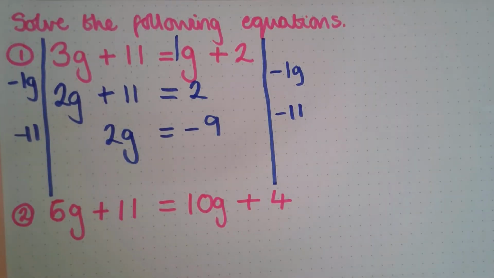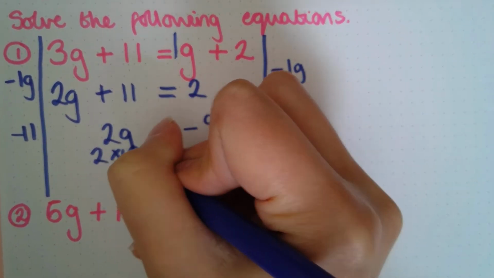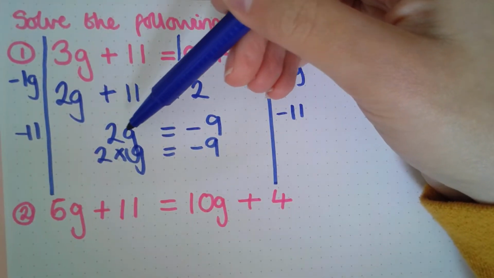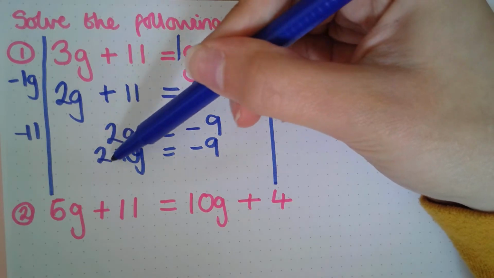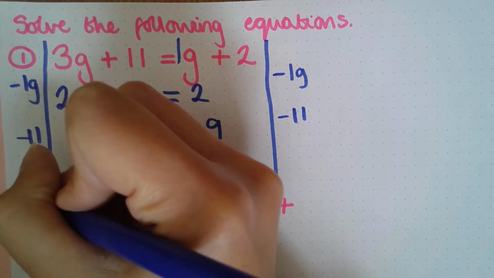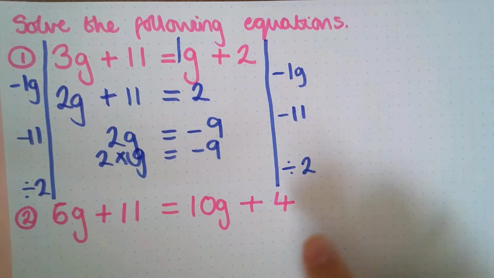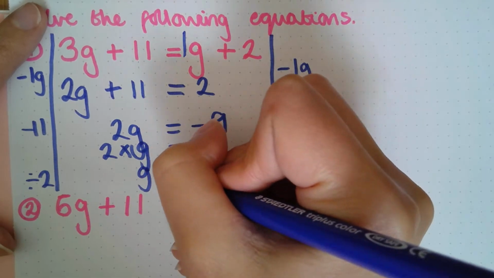Okay, so negative 9. That means 2 times G equals negative 9. That's what 2G means. 2G means 2 times G. So the opposite of times by 2 is divide by 2. So we're going to do that both sides. So times by 2, divide by 2, they cancel out. So you're just left with G equals.